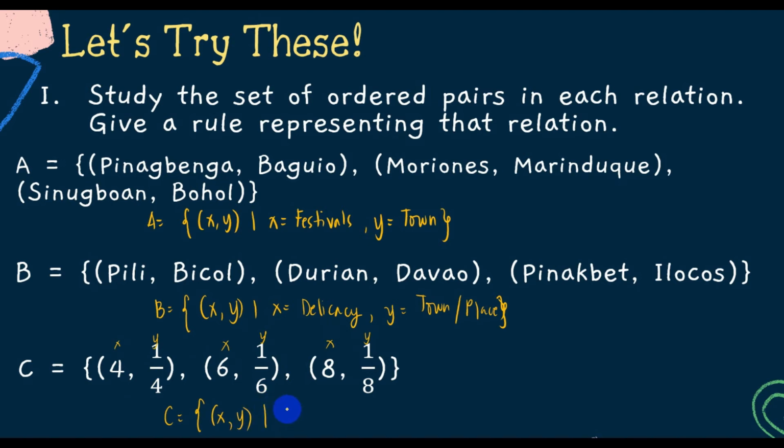So, if we're going to write the rule, unahin natin si Y. Y is equals to 1/X. So, again, for C, it is the set of all X and Y where y is equals to 1 over x, or the reciprocal of the x value. So that's for our test 1, and then for our test 2.